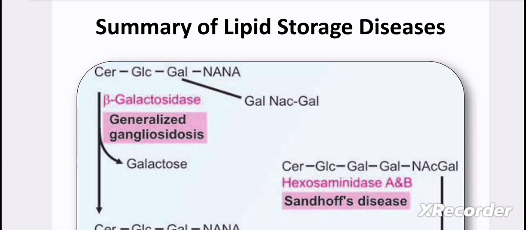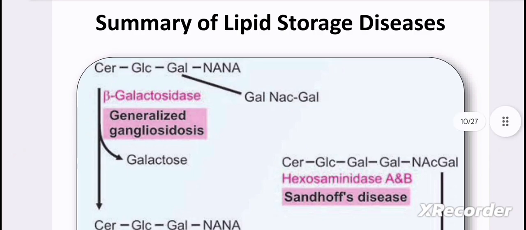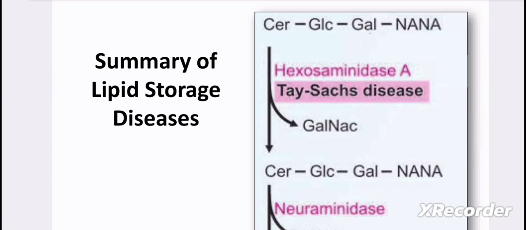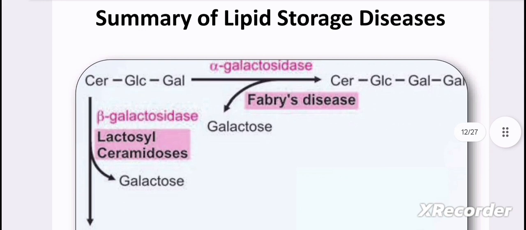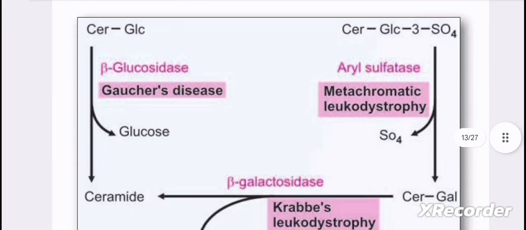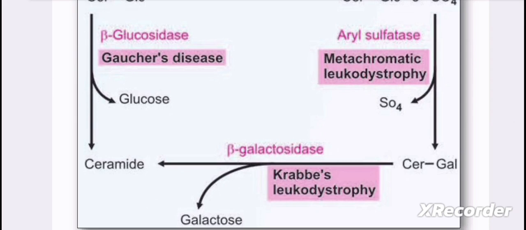In the diagram, you can see generalized gangliosidosis due to the absence of the enzyme beta-galactosidase, Sandhoff's disease due to the absence of enzyme hexosaminidase A and B, Tay-Sachs disease due to the absence of enzyme hexosaminidase A, Fabry's disease due to the absence of enzyme alpha-galactosidase, lactosyl ceramidosis due to the absence of enzyme beta-galactosidase, Gaucher's disease due to the absence of enzyme beta-glucosidase, metachromatic leukodystrophy due to the absence of enzyme aryl sulfatase, and Krabbe's leukodystrophy due to the absence of enzyme beta-galactosidase.